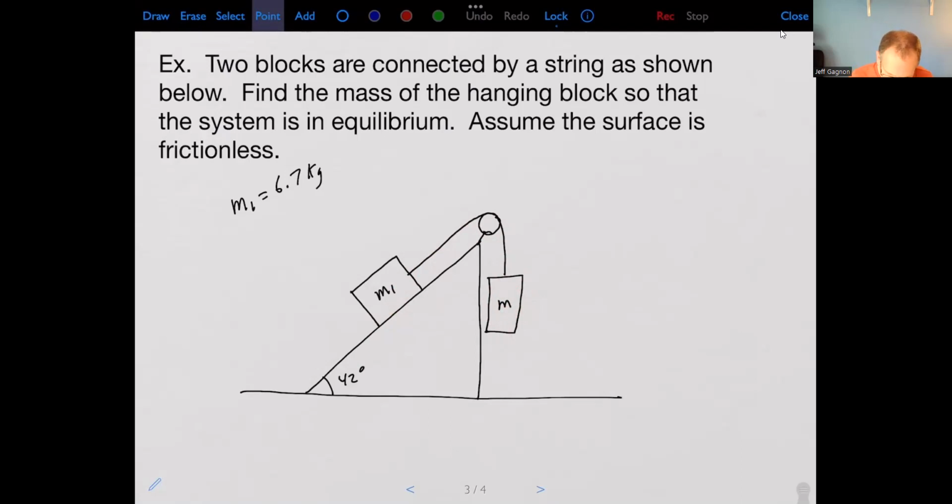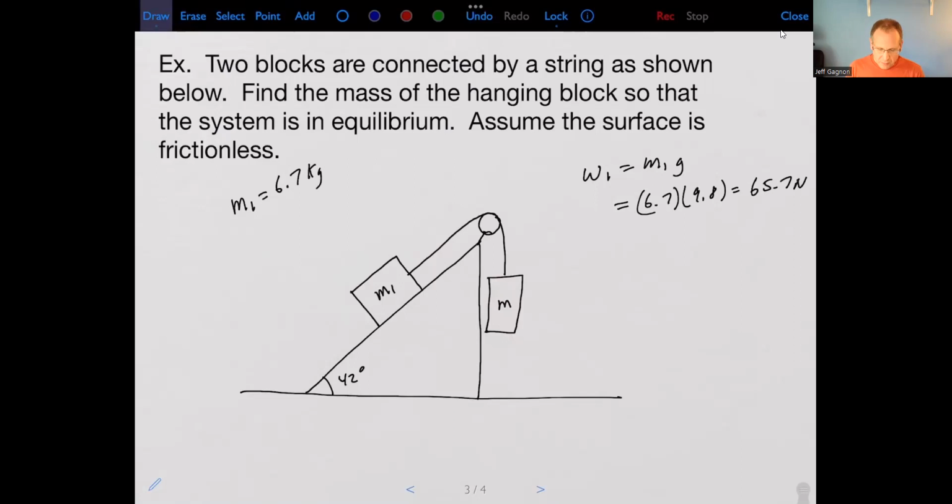Okay, so a couple of things. We're given the mass M1. It's 6.7 kilograms. So we could find its weight. Let's just do that right now. So we know that the weight one will be M1 times G. So this is going to be 6.7 times 9.8. So that turns out to be 65.7 newtons. Okay, I'll start with that.